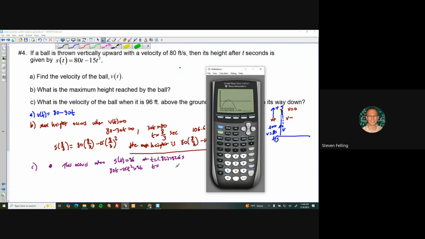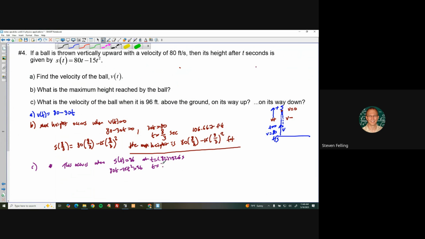And that is the other intersection. So if I go back and do intersection again, and this time position in the vicinity of the other intersection, this is when it's on its way down. First curve, second curve, guess, 3.5099407 seconds. So they want us to have the velocity of the ball at those times, so I'm going to have to plug those two times in.